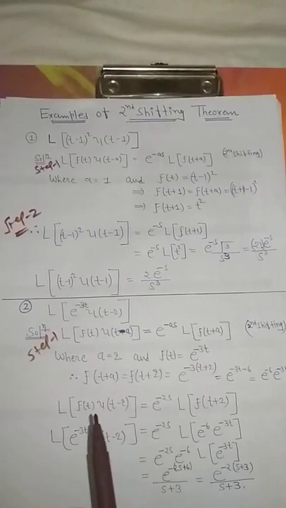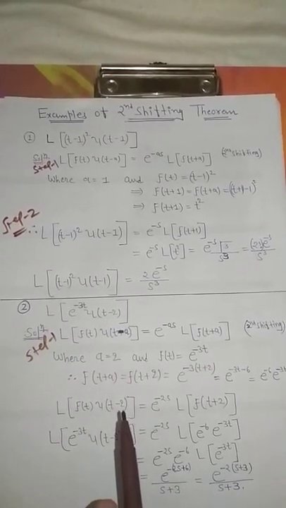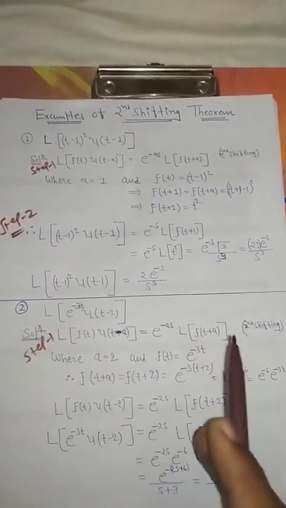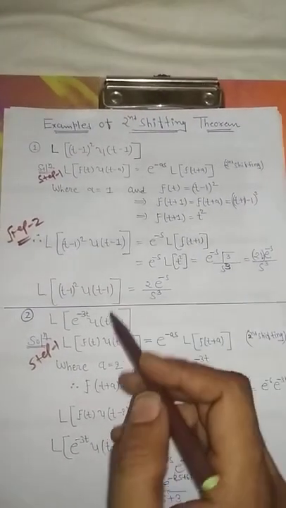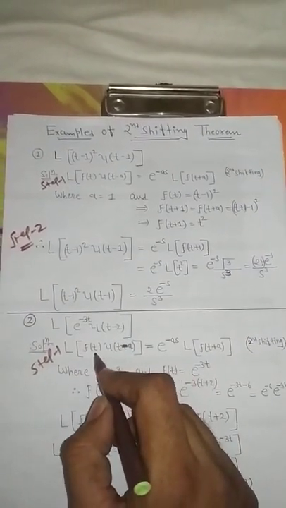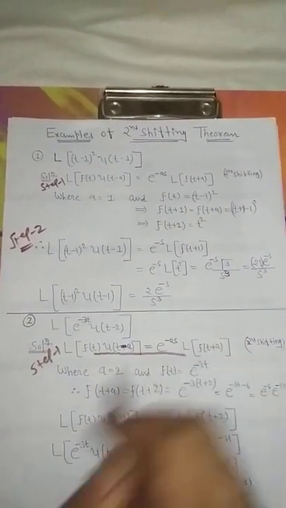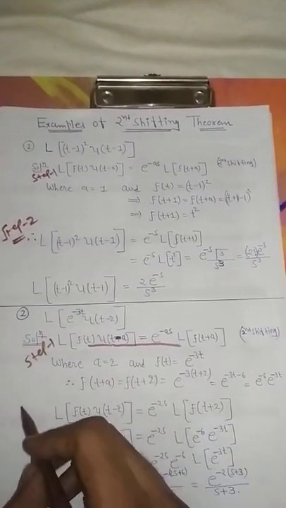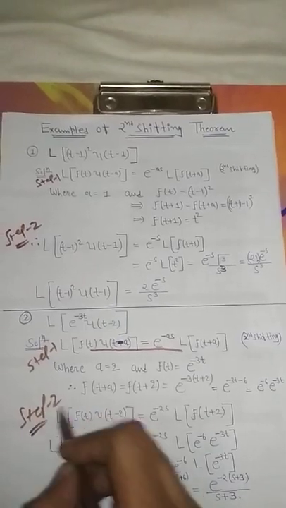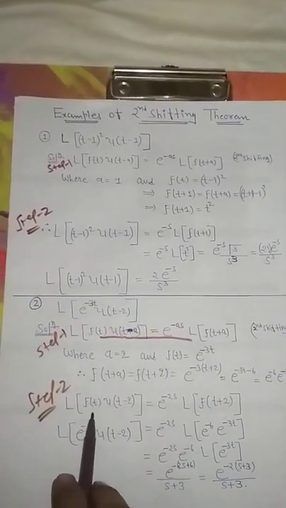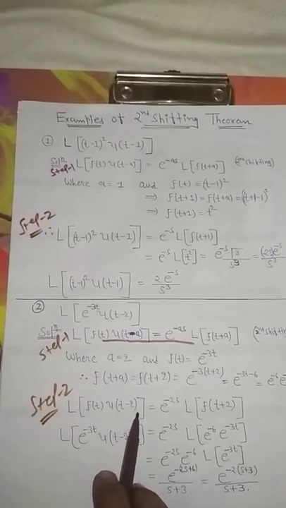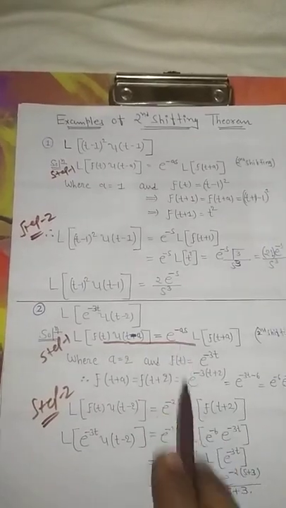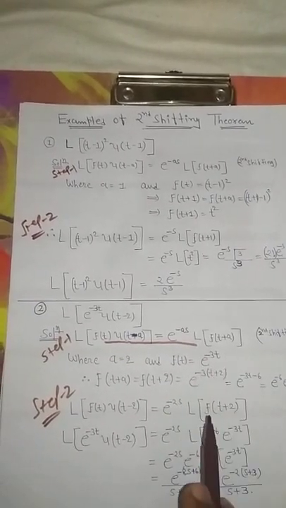f of t into unit step function t minus a, we are putting the value of a in the second shifting theorem. This part we will put the value of a in this function. So a equal to 2. So this is our second step. Step number 2. f of t u of t minus 2, e raised to minus 2s, a equal to 2 and f of t plus 2.